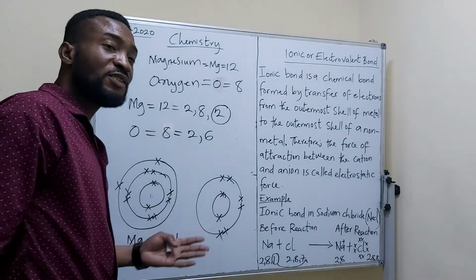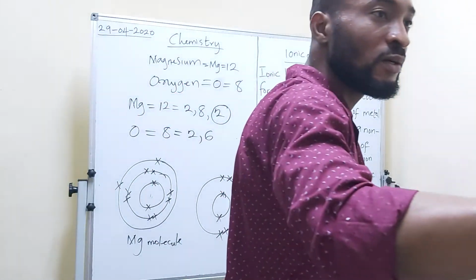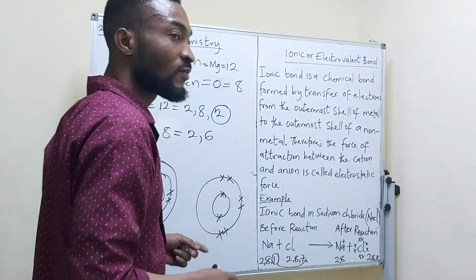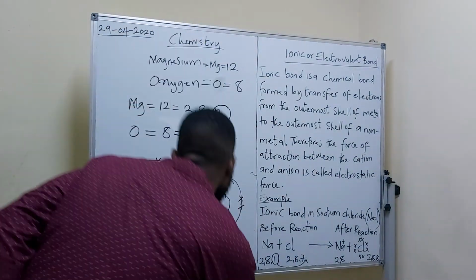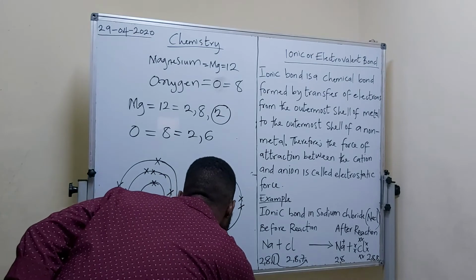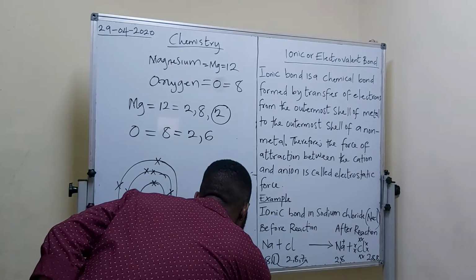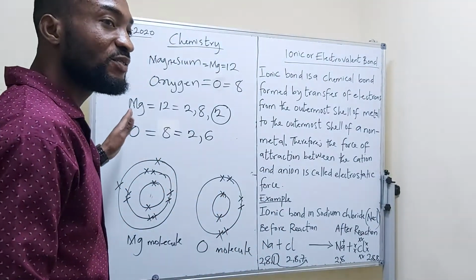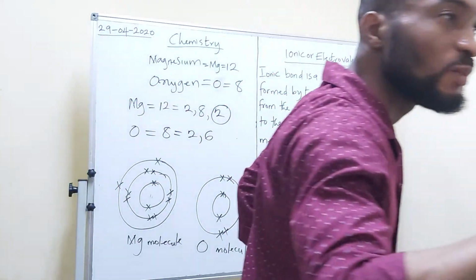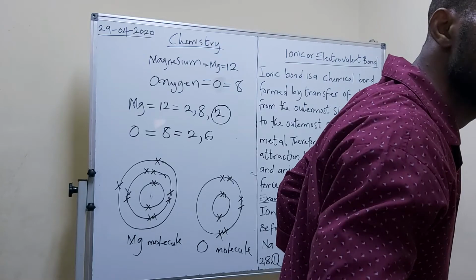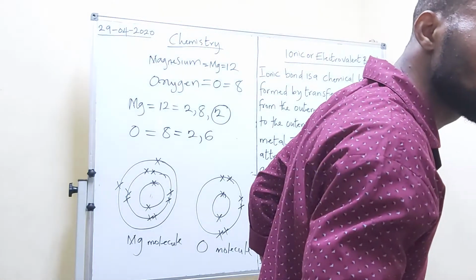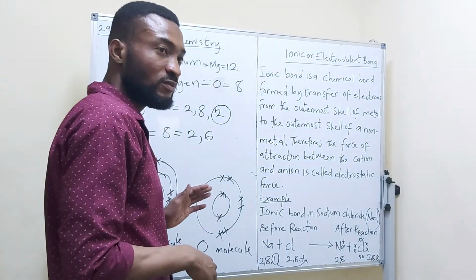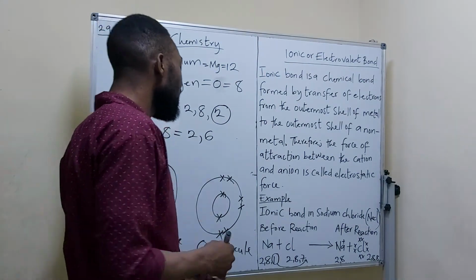So now, if we look at this, magnesium and oxygen molecule, the electrovalent bond will take place here.